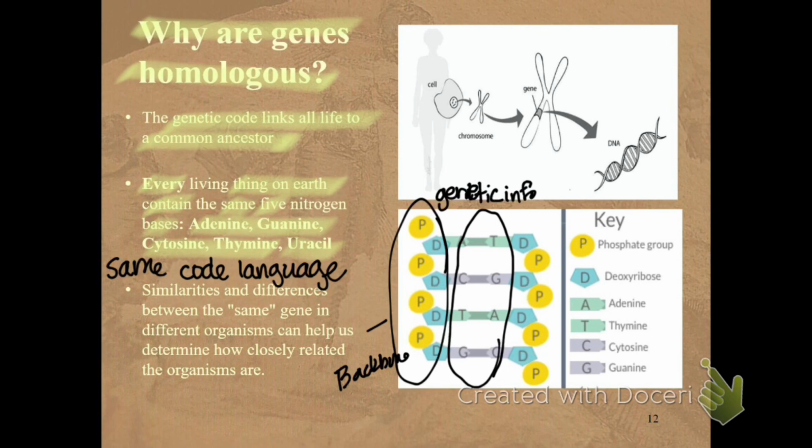Similarities and differences between the same gene in different organisms can help us determine how closely related the organisms are. If the genes aren't a whole lot alike, am I going to say they're close relatives or distant? Distant. Yeah, if they're not a lot alike, they're distant. However, if there's a lot of commonality, then they're probably closer relatives, right? So similarities between genes help determine relatedness.